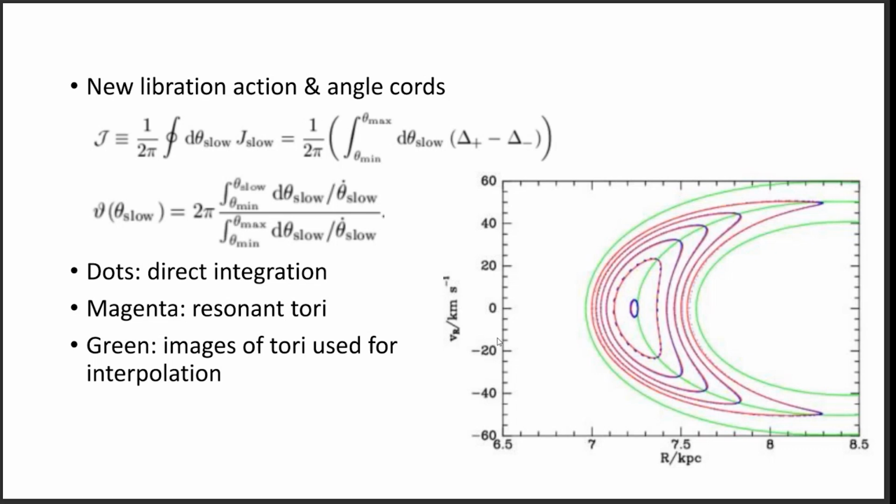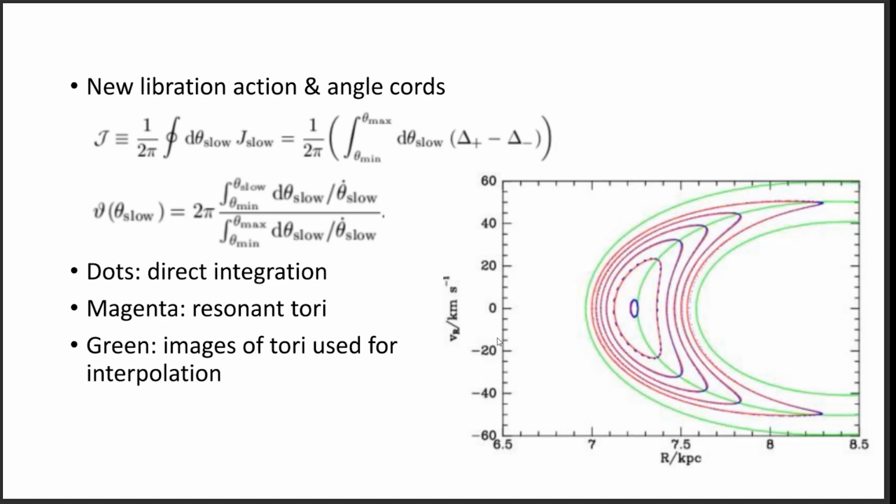So when we get to the ends of this range, these two roots coincide, right? Because the solution to the quadratic equation is minus b plus or minus the square root of b squared minus 4ac. And when the two roots coincide, that square root vanishes and these two things become equal. So this integral is what we need to do the integral all the way around of d theta slow, J slow. And similarly, this formula tells you what the slow angle is. So this is an example.